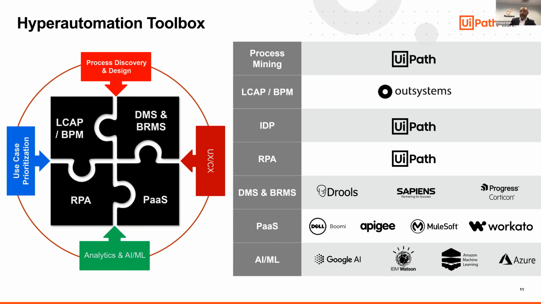And then there are further other components that are available, like business rules management systems, iPaaS technologies to directly integrate with various different systems within an enterprise, and AI/ML technologies to bring in more intelligent decisioning into your application. So this covers the overall hyperautomation toolbox that we are extensively using for various different customers.